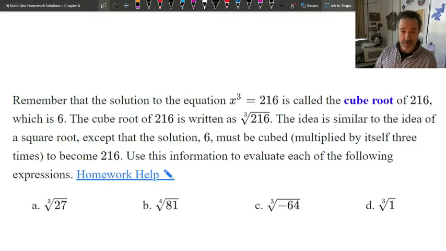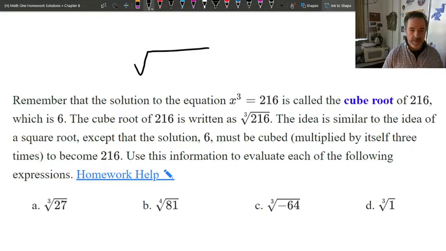The cube root of 216 is written with a radical, and you can see that notation. Normally when we write these, we do not put a number in this location right here. When we don't put a number there, we assume it's the number 2 for a square root. But if there is a value inside of there, that is the cube root. So the cube root of 216 is the number 6.